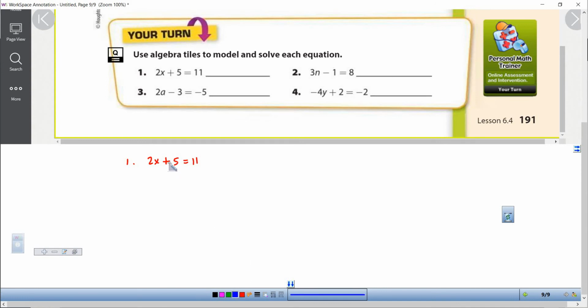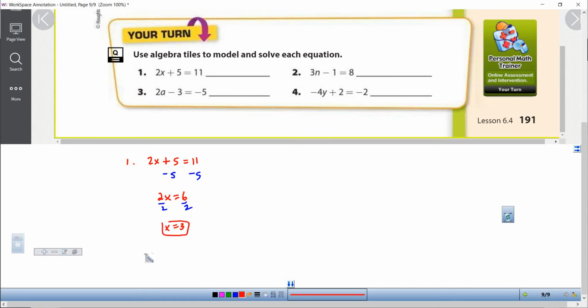So what's the inverse of adding 5? Well, it's subtracting 5. So the first thing I'm going to do is subtract 5 from each side. That gives me 2x is equal to 6. Now, what's the inverse of multiplying by 2, dividing by 2? Because now we're at a one-step equation, right? It's 2 steps. Once you do 1 step, you got 1 step left. And what are we left with? We're left with x is equal to 3.